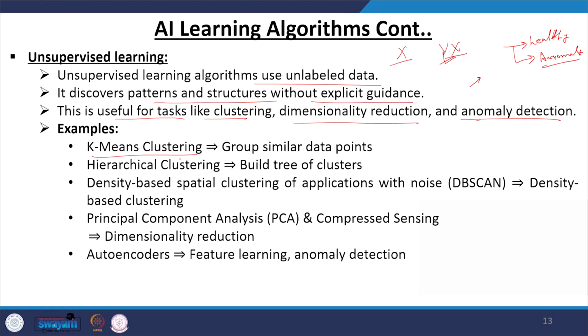So, for that we normally use k-means algorithm, hierarchical clustering algorithm, density based spatial clustering algorithm, and principal component analysis for reduction of the data. If you have a huge amount of data, we cannot deal with that, so reduce the size of the data. For reducing the size of the data, what do we do? We take which data are close to each other and cluster them together. That is done by principal component analysis or compressed sensing. Then you can use autoencoders for feature learning and anomaly detection.